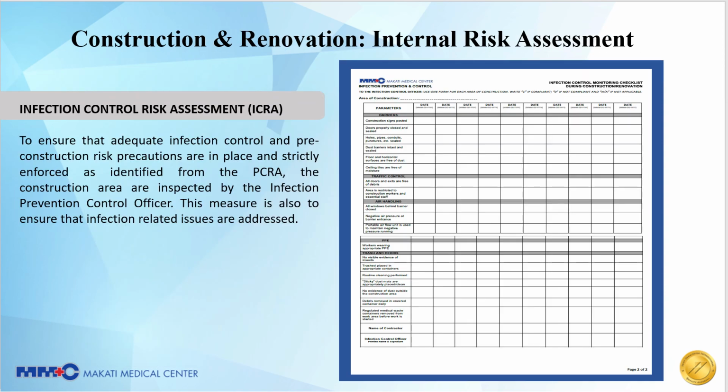The assessment for safety does not end before the construction. During the implementation of construction and/or renovation, the infection control risk assessment is conducted. To ensure that adequate infection control and pre-construction risk precautions are in place and strictly enforced, as identified from the PCRA, the construction area are inspected by the Infection Prevention Control Officer. This is also to ensure that infection-related issues are addressed.